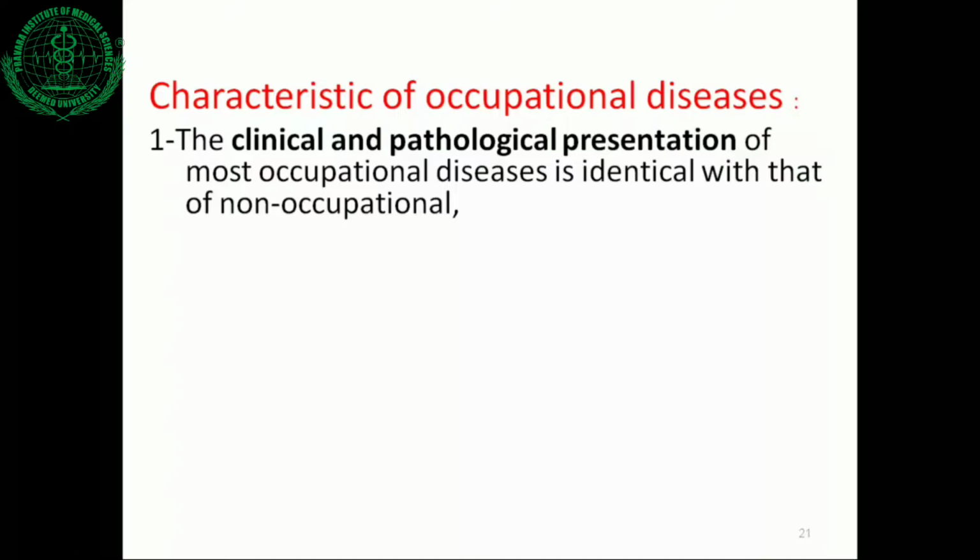There are certain characteristics of occupational diseases. The clinical and pathological presentation of most occupational diseases is identical with that of non-occupational disease. For example, asthma due to a chemical like toluene diisocyanate, whatever the clinical and pathological picture is, is similar to that of asthma caused by, say, air pollution.